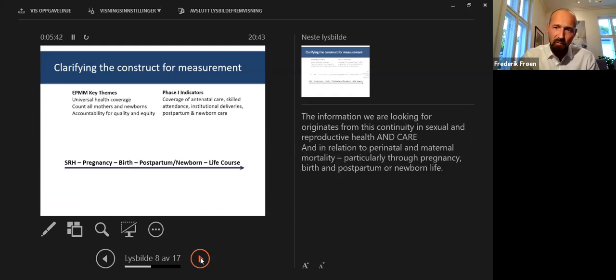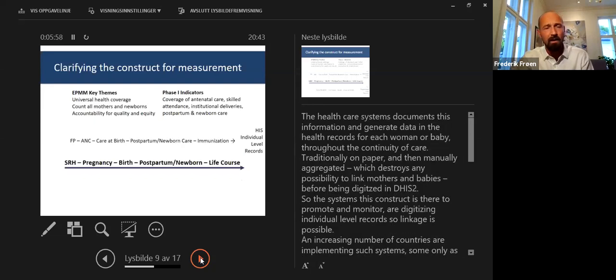The information we're looking for originates from this continuity in sexual and reproductive health and care, and in relation to perinatal and mortality, particularly through pregnancy, birth, and postpartum or newborn life. The healthcare systems document this information and generate data in the health records for each woman or baby throughout the continuity of care.